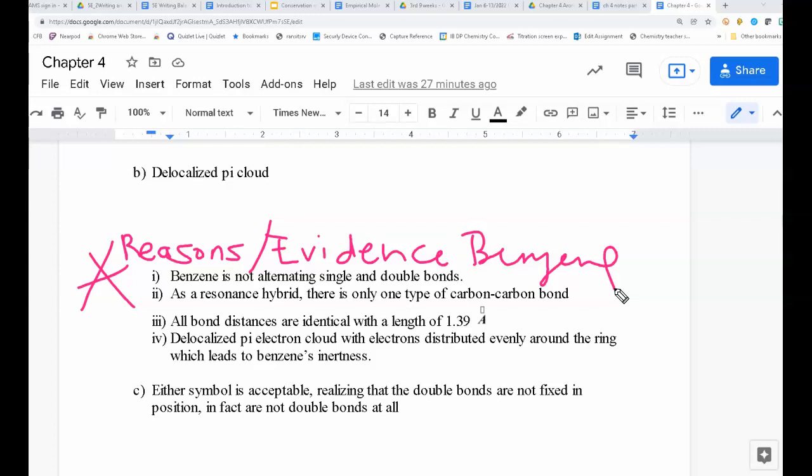We know this because all bond distances are identical with a length of 1.39 angstroms, and the delocalized pi cloud with electrons distributed evenly around the ring is what helps us demonstrate or explain benzene's inertness. It's really hard to grab an electron out when they're moving all the time and delocalized. We know that either symbol is acceptable, but we need to make sure that we understand the evidence for benzene having this resonance hybrid made of delocalized electrons in the pi cloud.